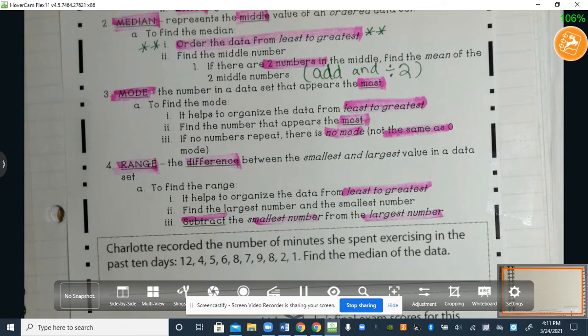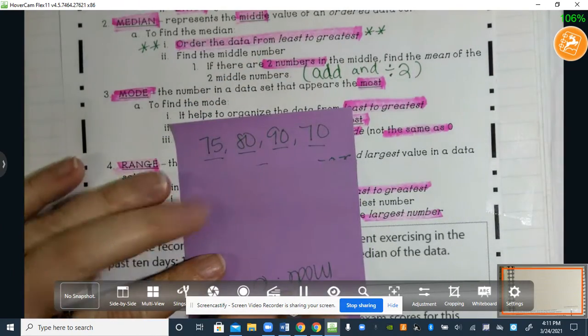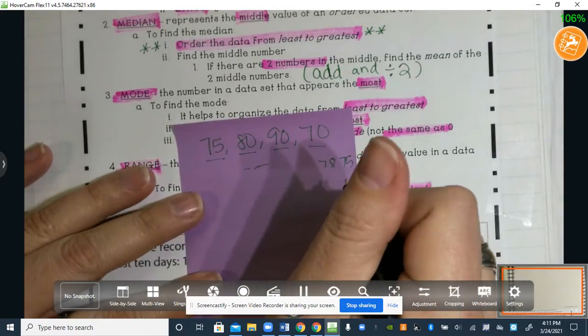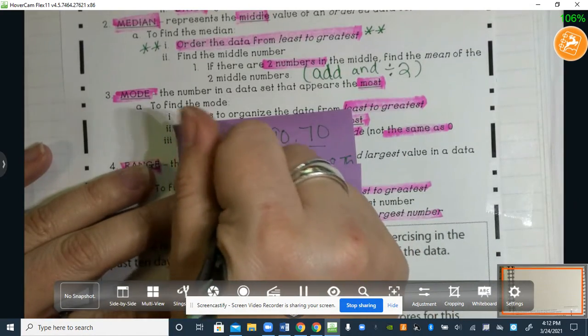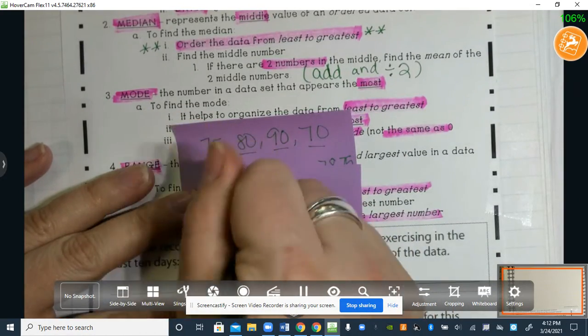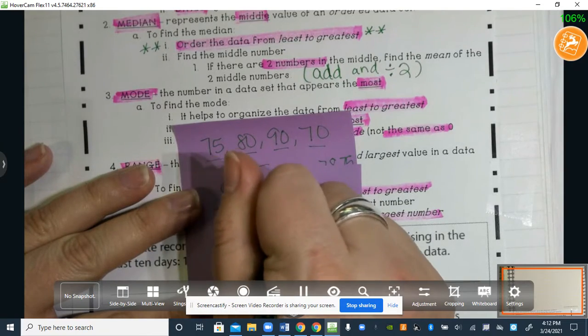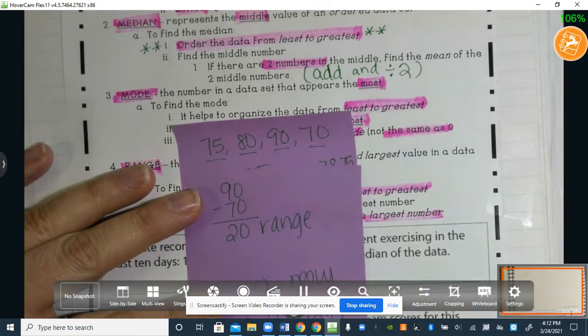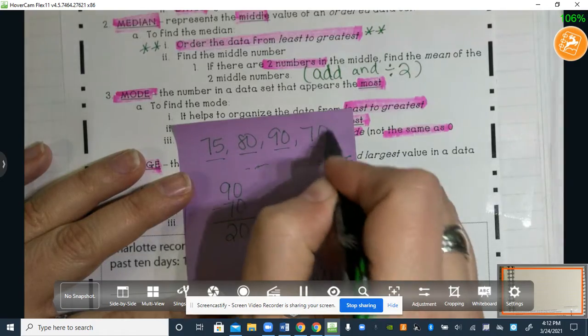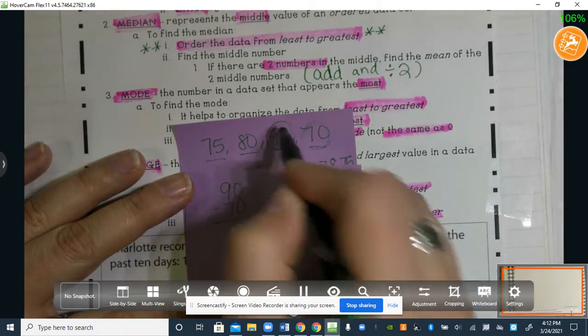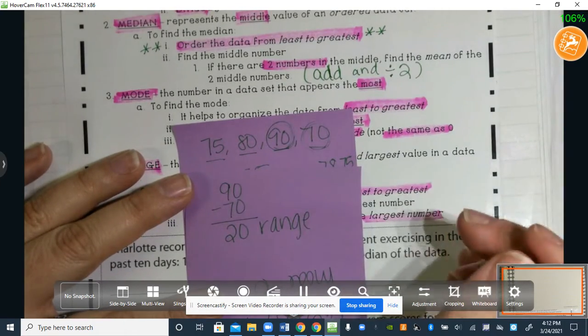So if I'm looking at this information right here, in these test grades, 70 would be the lowest, 90 would be the highest, so 90 minus 70 would be 20. So 20 would be my range. You're subtracting your lowest number from your highest number, and that's where you find your range.